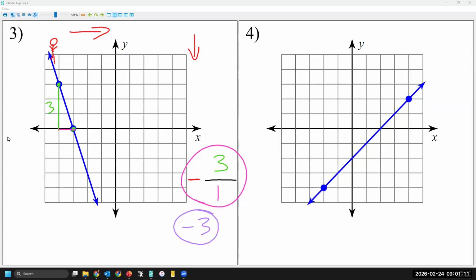All right, let's look at number 4. Again, draw my little stick figure on the far left side of my graph. My stick figure has to be moving to the right. Is my stick figure going to move up or down? He's going to be moving up as he moves along my line, which means that I have a positive slope.